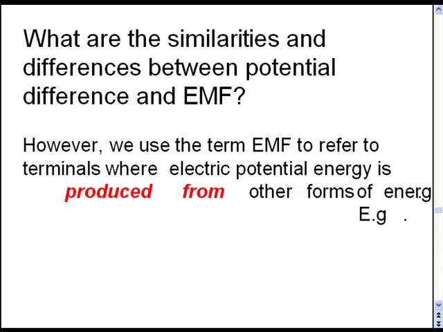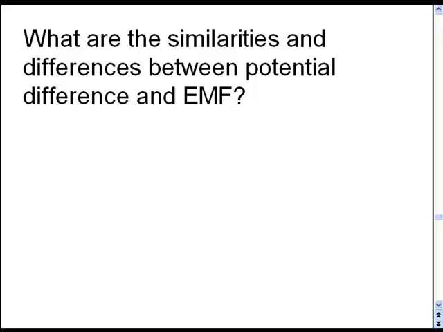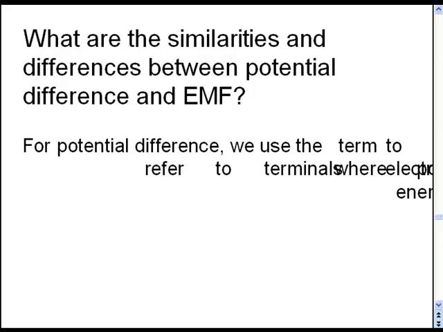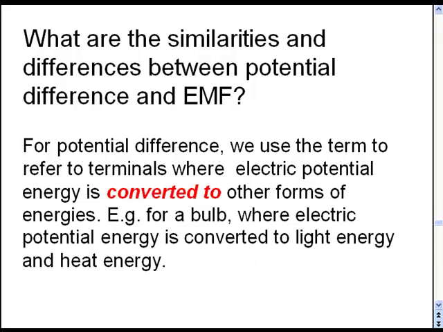However, we use the term EMF to refer to terminals where electric potential energy is produced from other forms of energies. For example, for a battery where electric potential energy is converted from chemical energy. For potential difference, we use the term to refer to terminals where electric potential energy is converted to other forms of energies. For example, for a bulb, where electric potential energy is converted to light energy and heat energy.